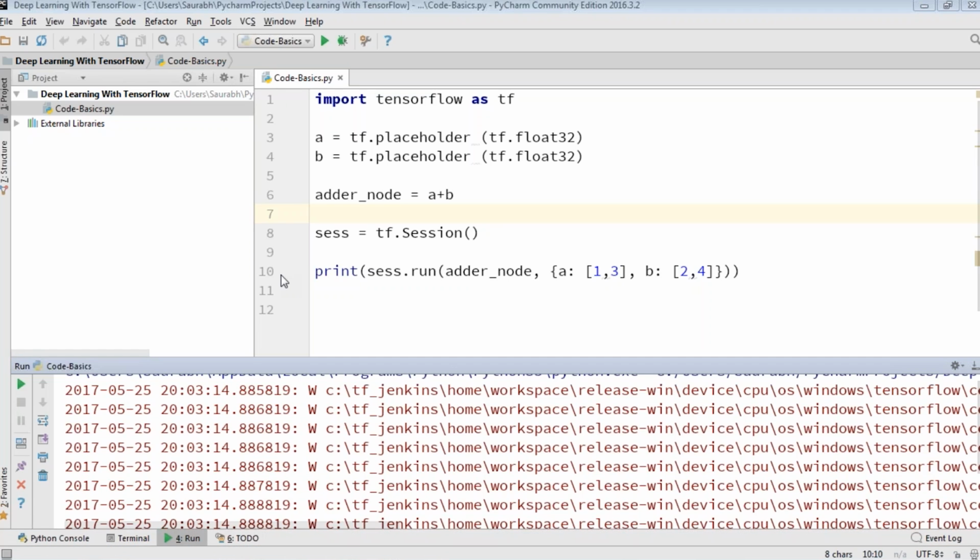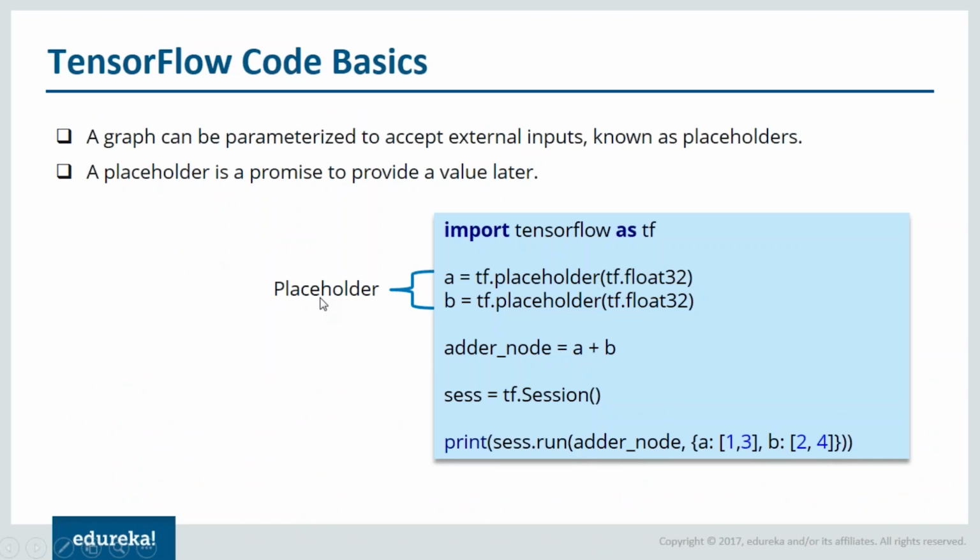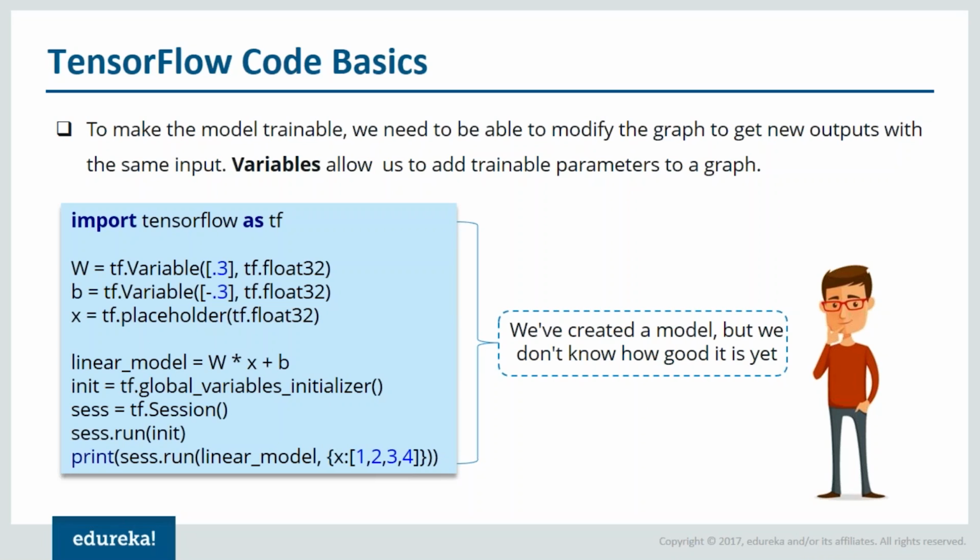So I'm again going to open my slides and we'll see what's up next. We understood what exactly placeholders are. Now it's time to understand what variables are. In deep learning, we typically want a model that can take arbitrary inputs. To make the model trainable, we need to be able to modify the graph to get new outputs with the same input. And what helps us do that? Variables basically allow us to add trainable parameters to our graph.